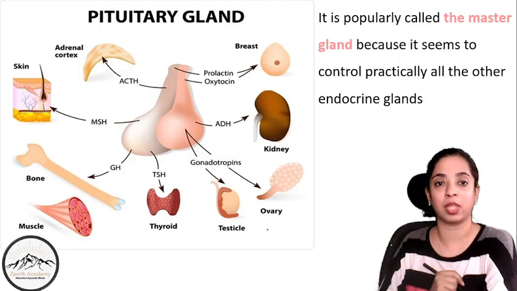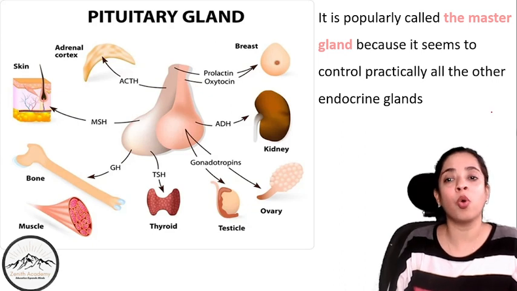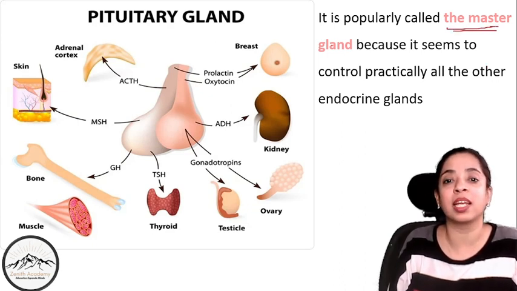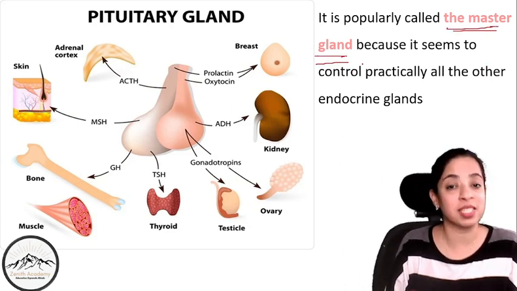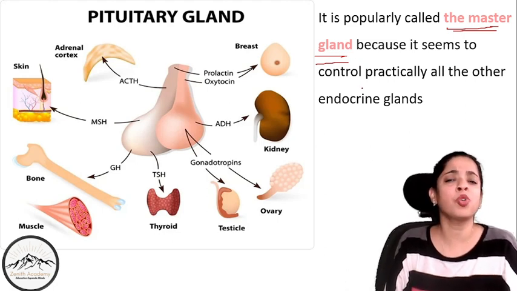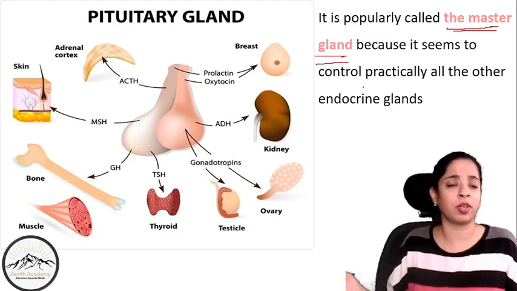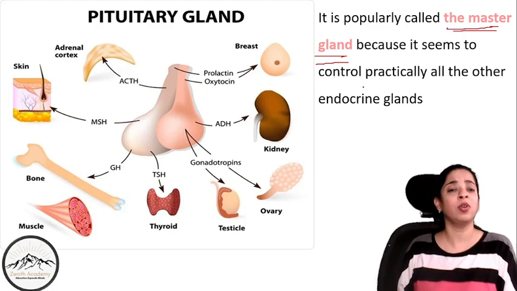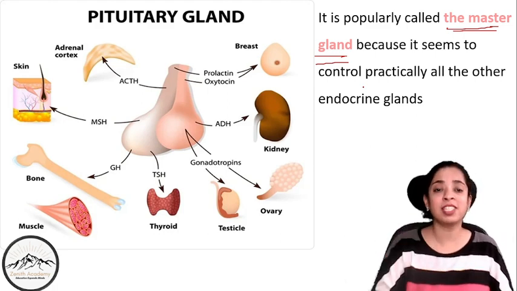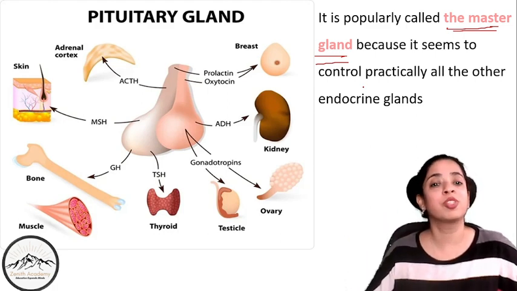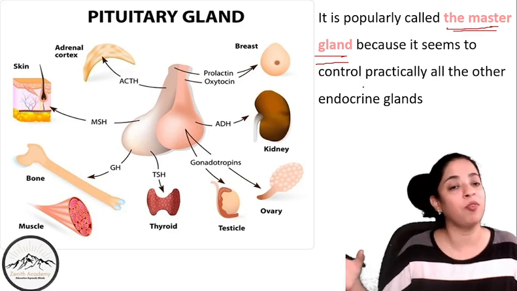midbrain below the hypothalamus. It is also known as the master gland. It's a master gland because it seems to control practically all the endocrine glands. It controls all the endocrine glands and stimulates the other endocrine glands to secrete their own respective hormones.